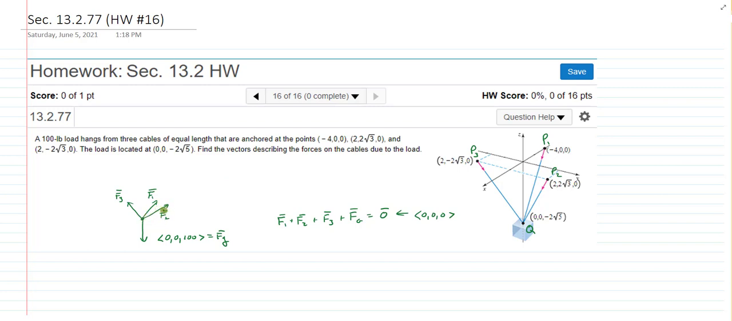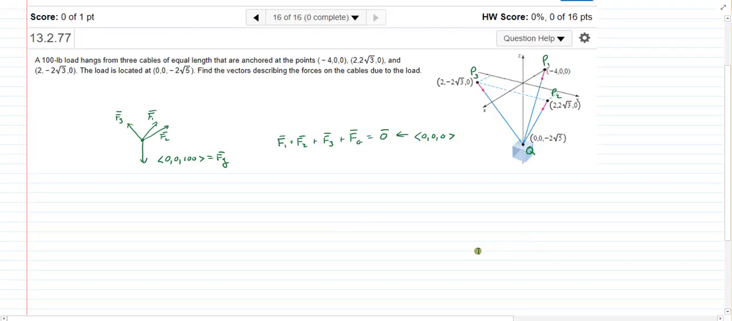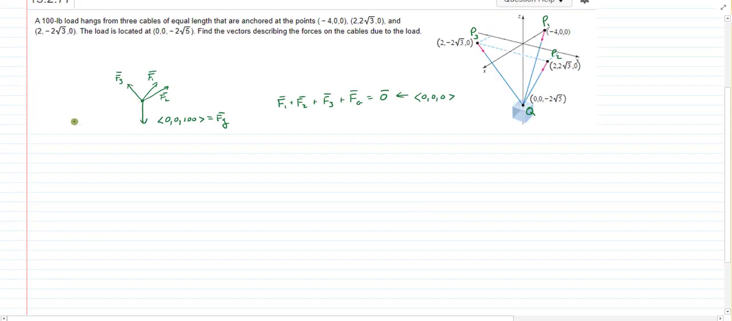Although we don't know the magnitude of any of these force vectors yet, we do know the direction that they're heading in. That's what I'm going to set up first. Let me scroll down here slightly, there we go. For force 1, that first force vector, we could think of that as the magnitude of whatever that force is, multiplied by the direction vector.